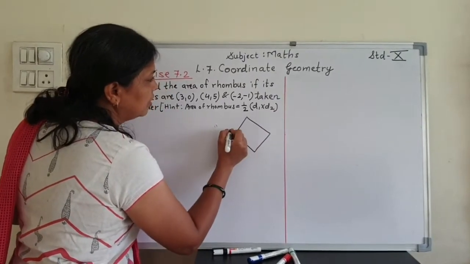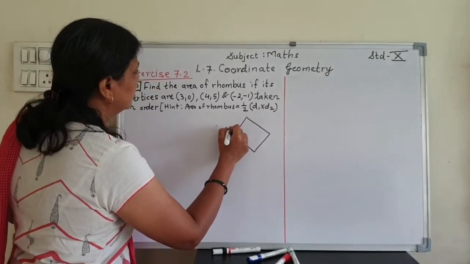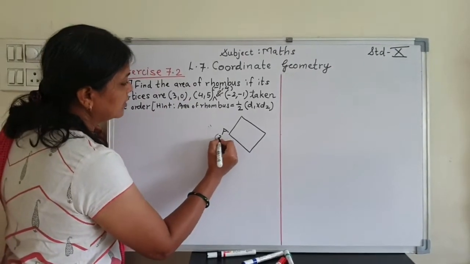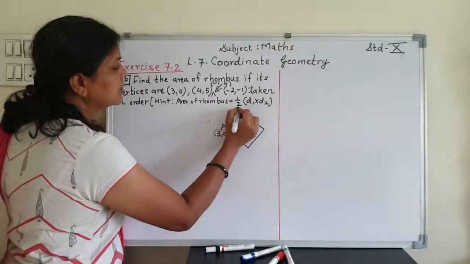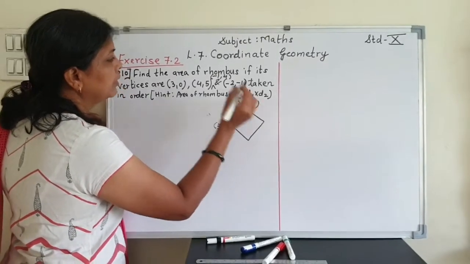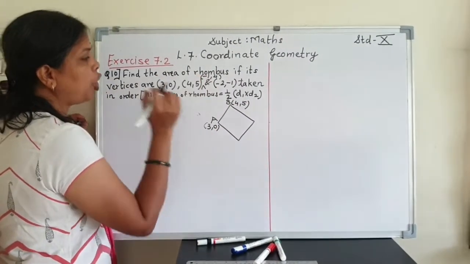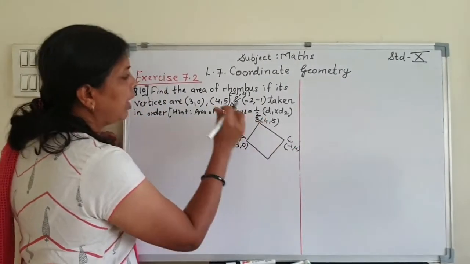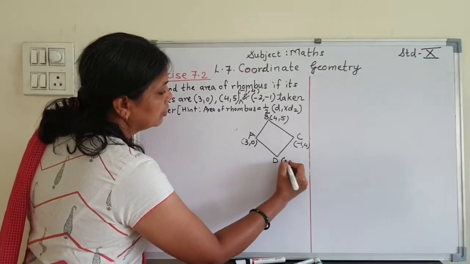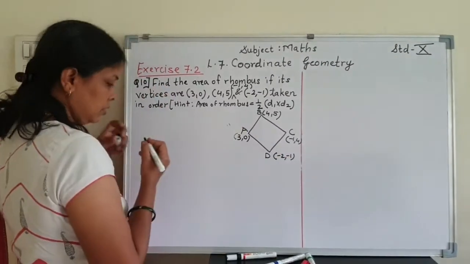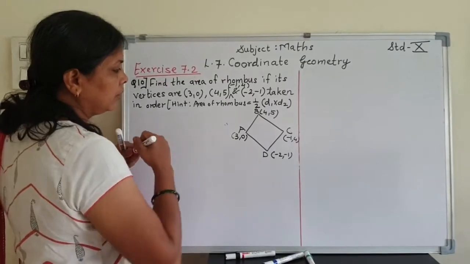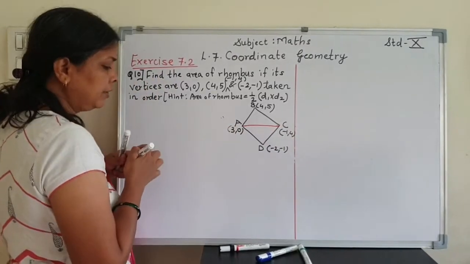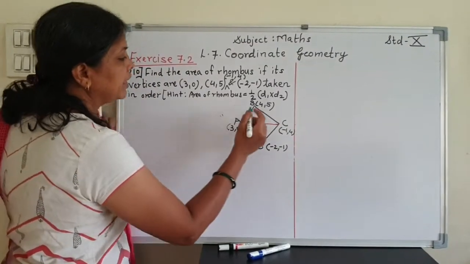So this is a rhombus, and if we take A as (3, 0), B as (4, 5), then next is (-1, -4), we will take that as C, and D as (-2, -1). So from this we know what the diagonals of this rhombus are. AC is a diagonal and BD is another diagonal.